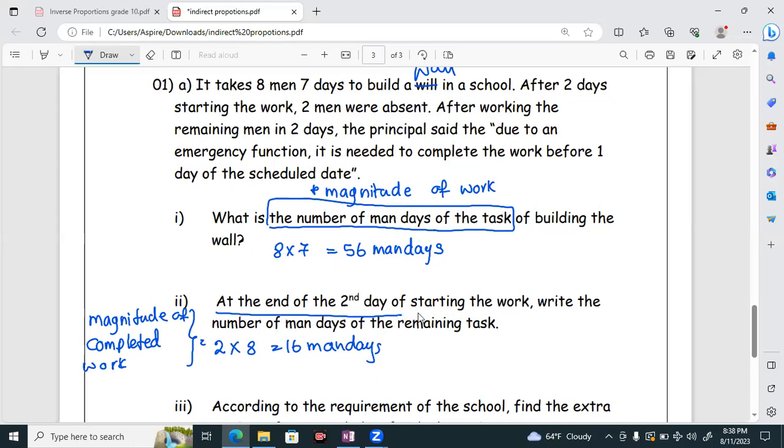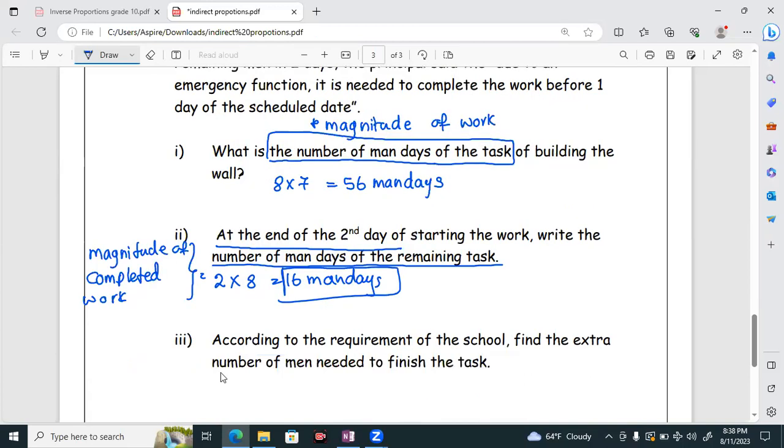Then at the end of the second day of starting the work, write the number of man days of the remaining task. 16 man days have been completed. Now, what is the remaining amount? The magnitude of the remaining work: the total man days is 56, 16 man days have been completed, that means 40 man days are remaining. Did you understand this one? Is it clear?